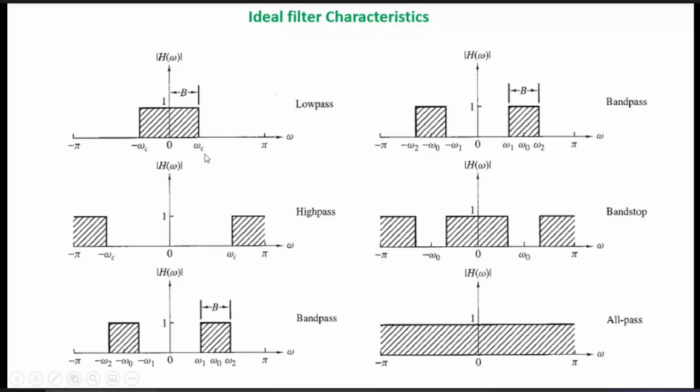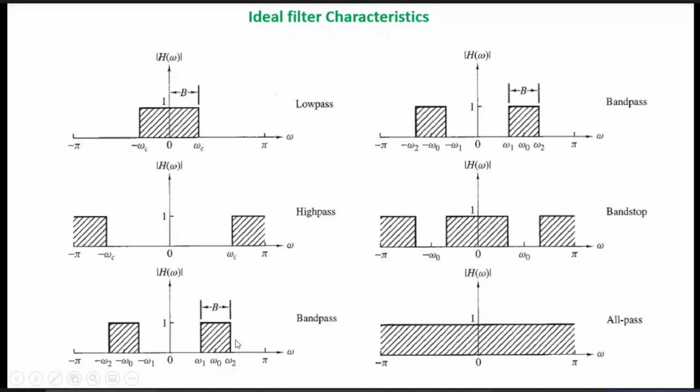So it is 0 to pi, and a high pass filter is actually up to the high frequency pi. After the cutoff frequency omega c it has gain. And band pass is in between some range, where gain is high.